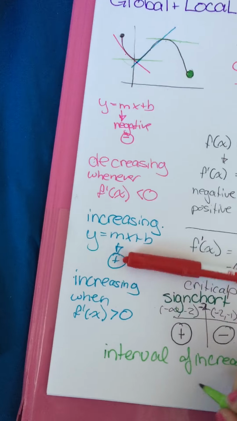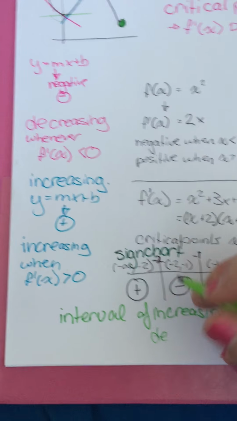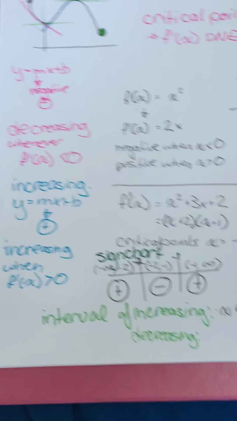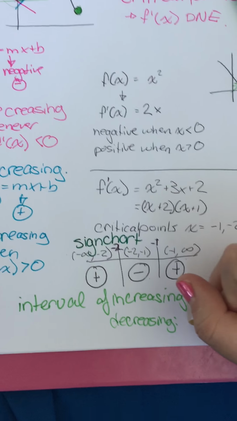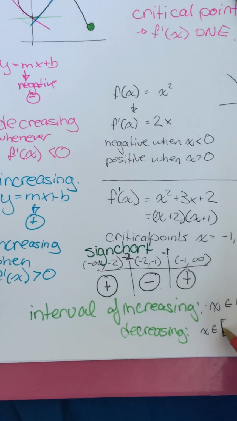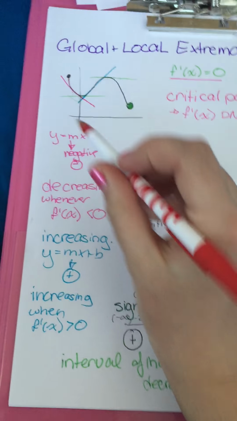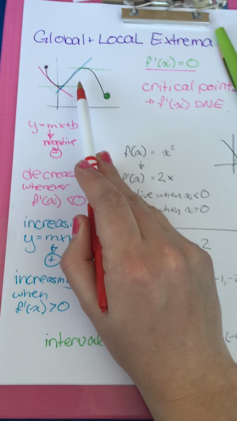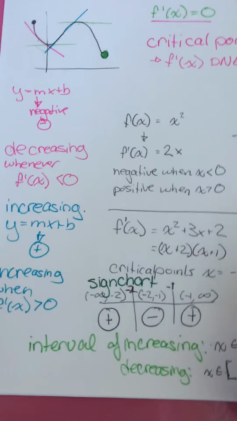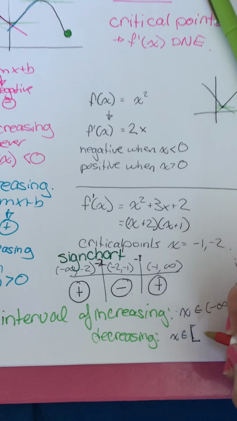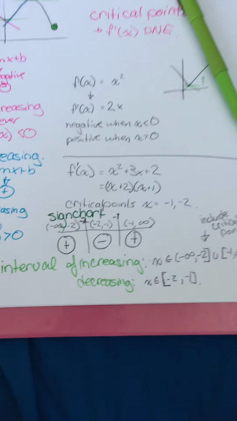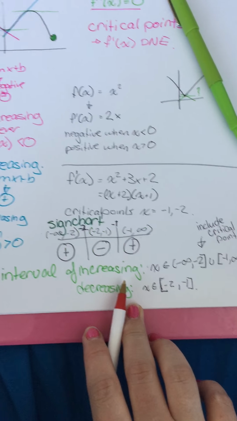And then we have the interval of decreasing, and we get this interval here. So it's x is in, and we're going to include it again. We include the critical point because at 0 it's neither increasing nor decreasing, so it's kind of doing both at the same time. Again, there's discrepancies here, so if you've learned it the other way, then that's fine as well. And it's just going to be from -2 to 1. And those are our intervals of increasing and decreasing.